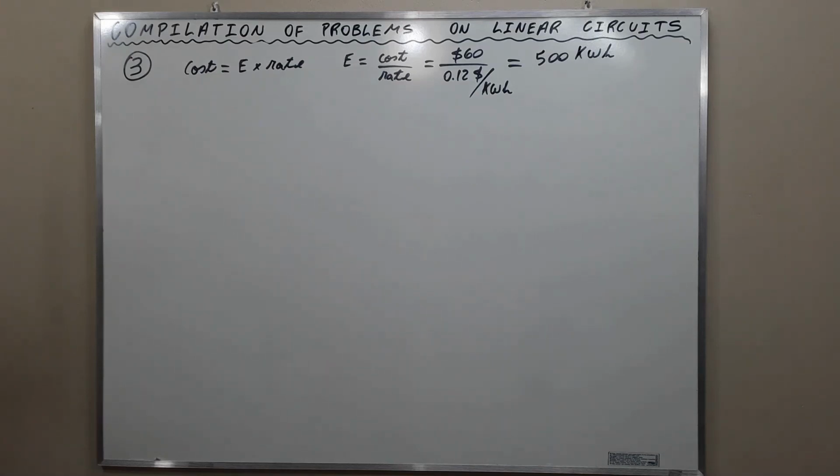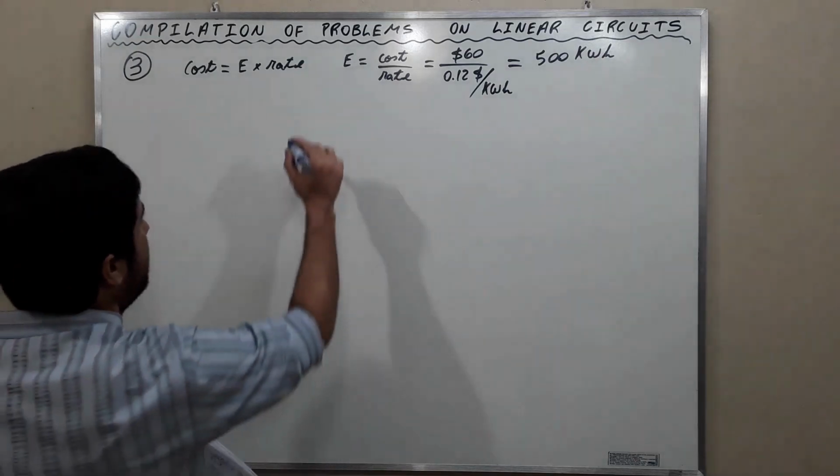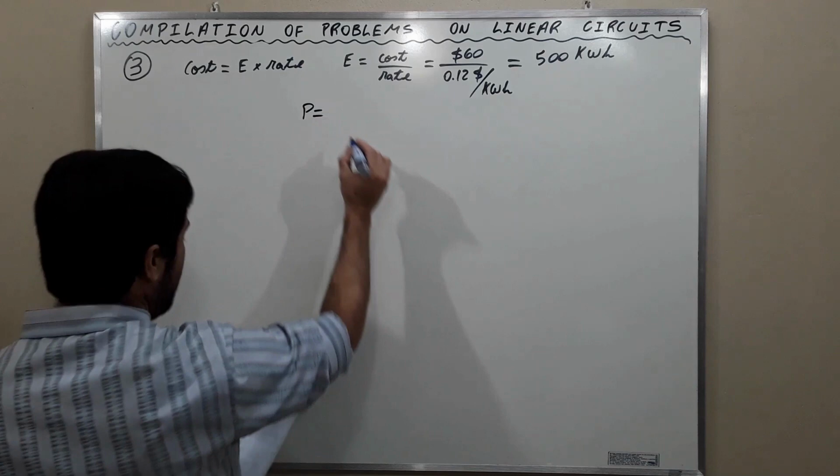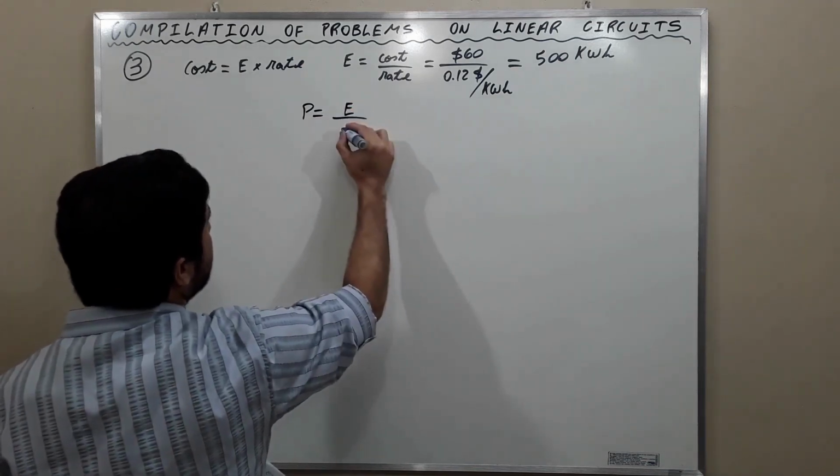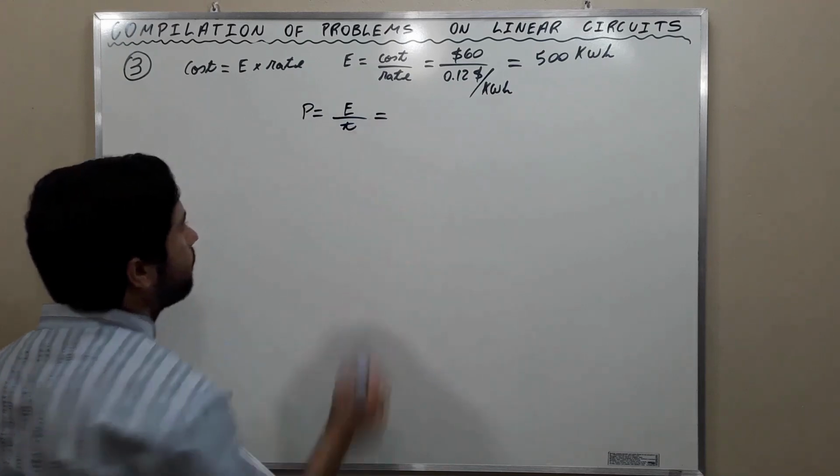Now let's calculate the power. We are supposing that the power delivered is constant. Then P is going to be equal to energy divided by time.